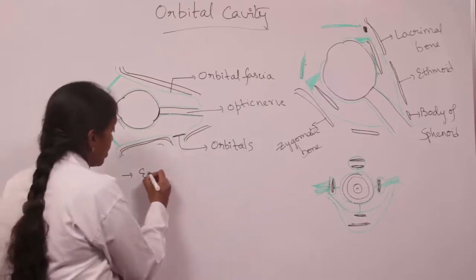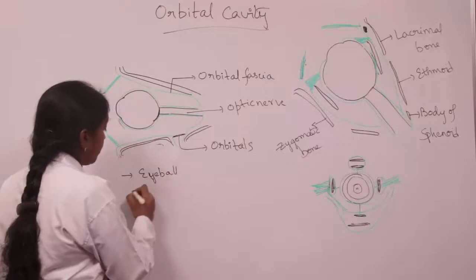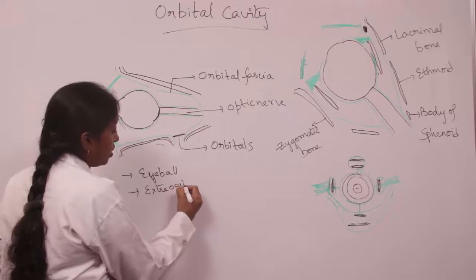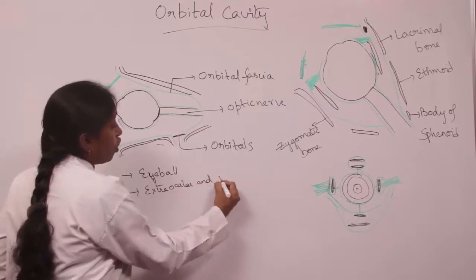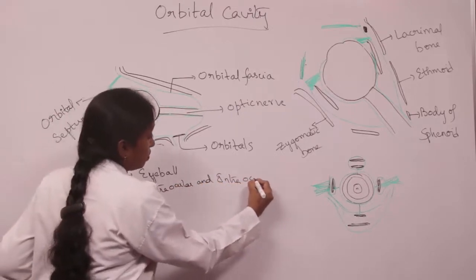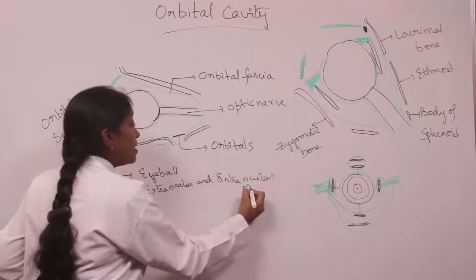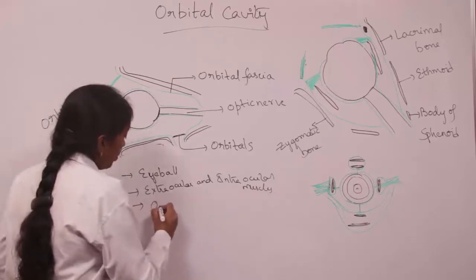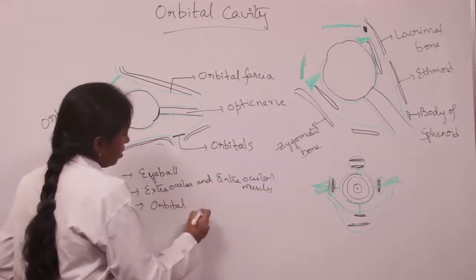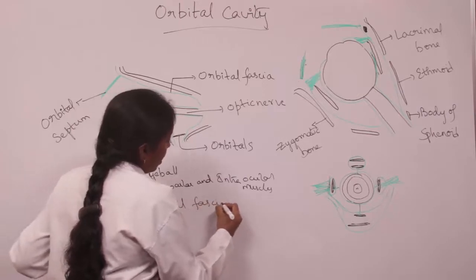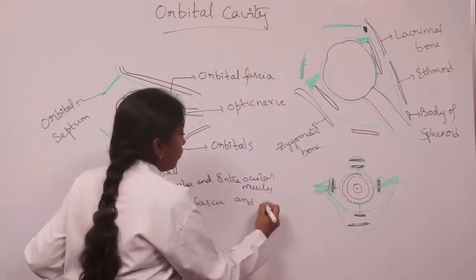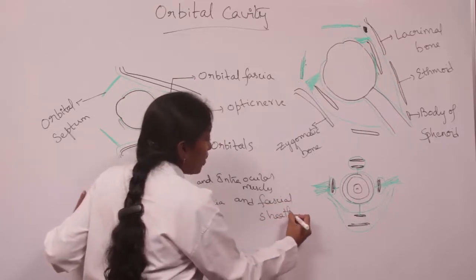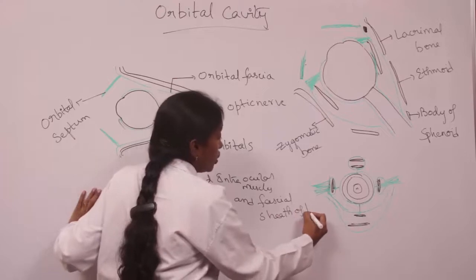Coming to the contents of the orbit, we have the eyeball, and also the extraocular as well as intraocular muscles of the eyeball. Okay, and also we have the orbital fascia, and the fascial sheath of the eyeball, otherwise called the bulbar fascia.